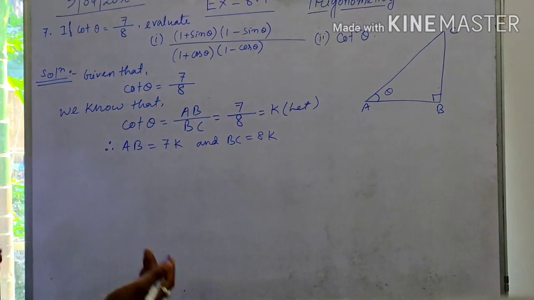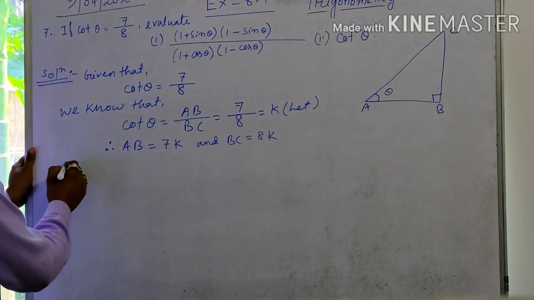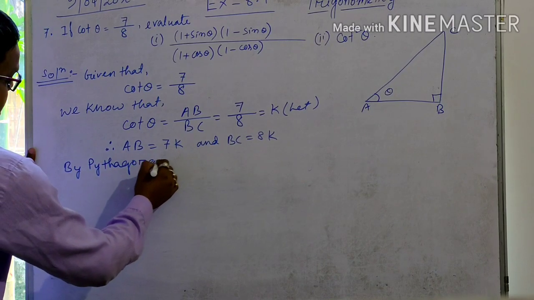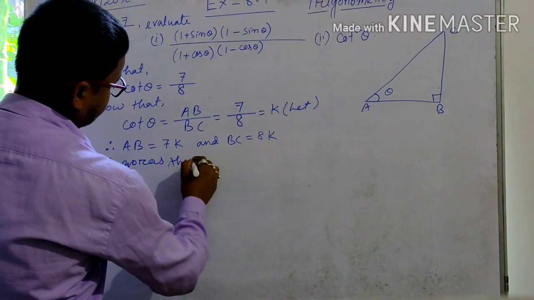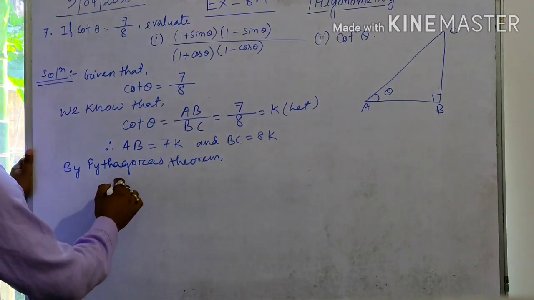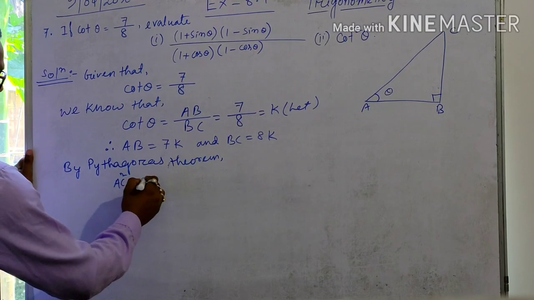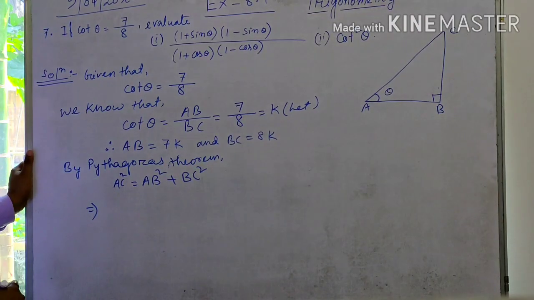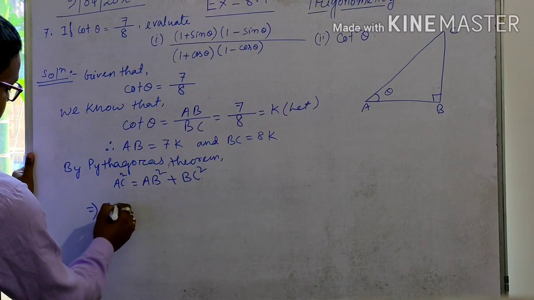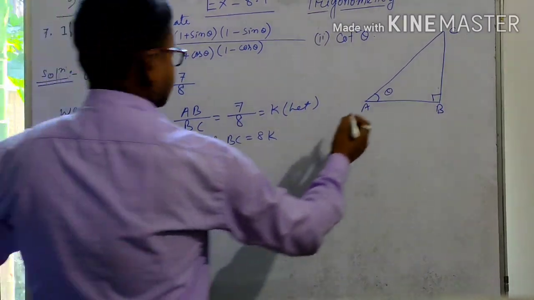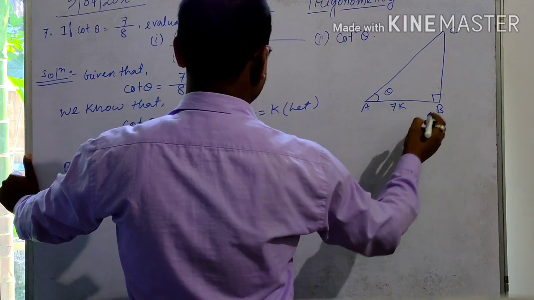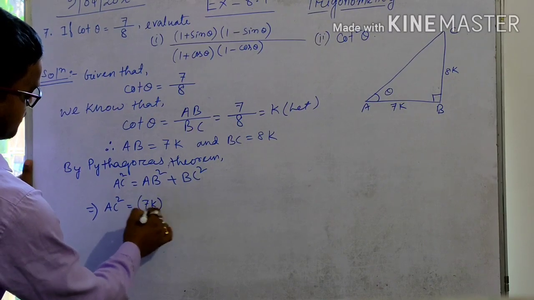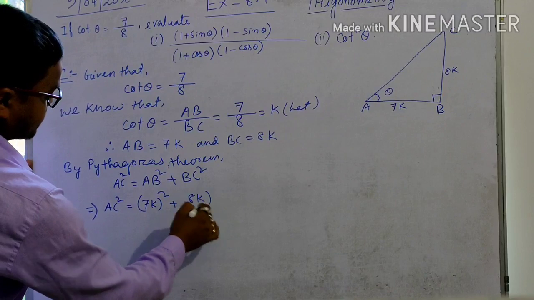All the processes are the same, just the questions are different. So by Pythagoras theorem, we know hypotenuse square, AC square, is equal to AB square plus BC square. So AC is equal to what? AC you have to find. So AC square is equal to, here AB is 7K and BC is 8K. So AB is 7K whole square and BC is 8K whole square.